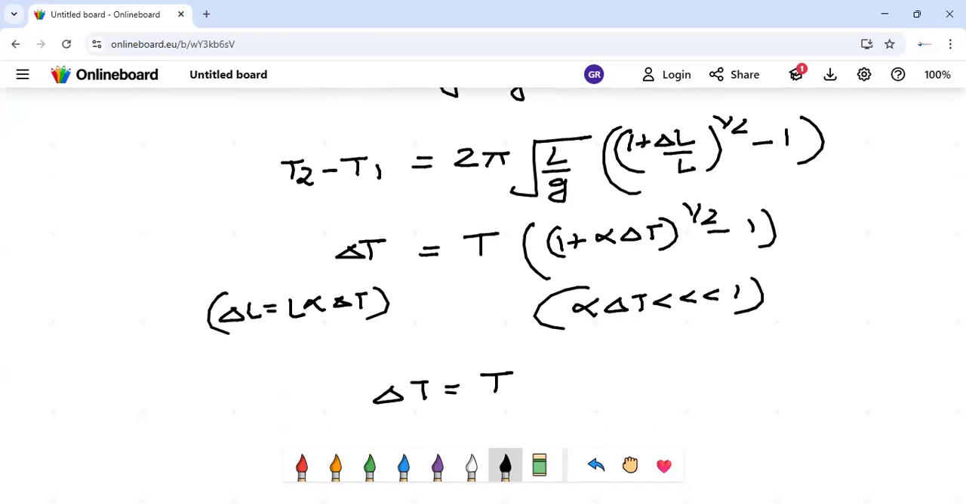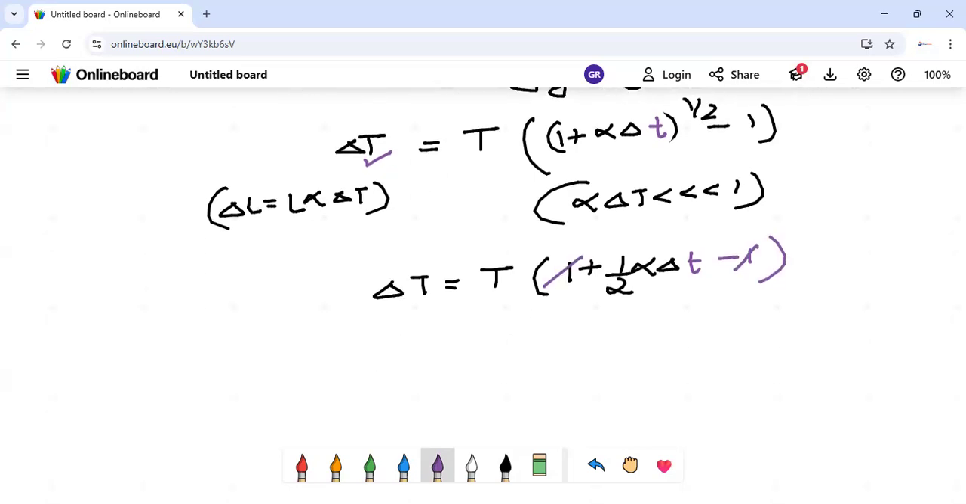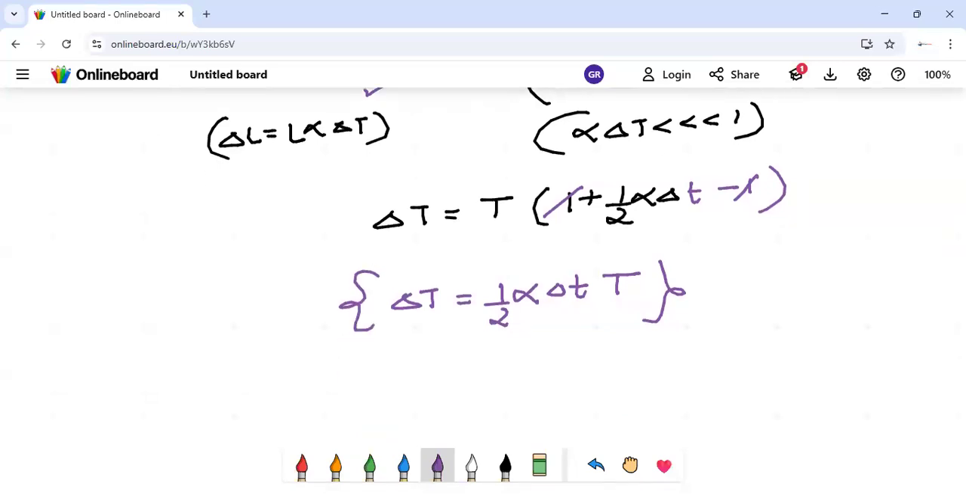So what are we going to write here? Delta T equals T times 1 plus, we multiply the power, half alpha. Sorry, my mistake, I should write small t, otherwise there will be confusion. This is time period, this is temperature. In books you will see theta. Minus 1. So 1 and 1 cancel. What formula are we getting? Loss or gain in time equals half alpha delta t into original time.